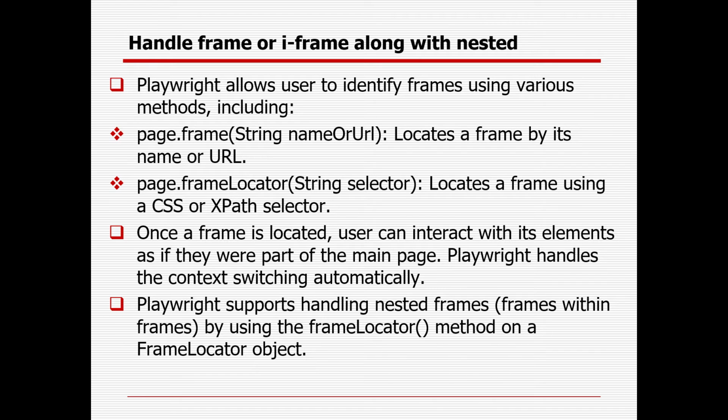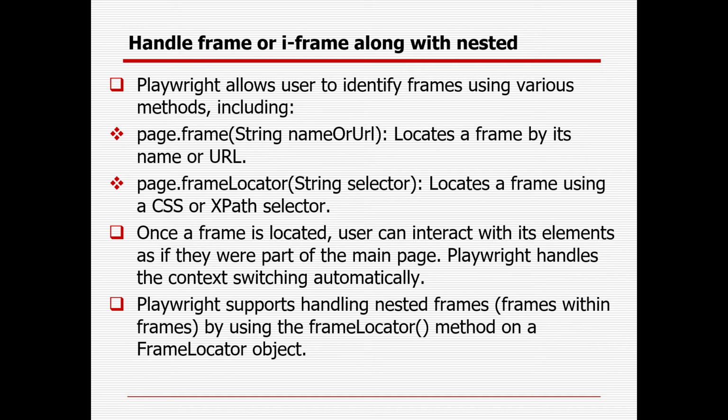So how do we handle frame or iframe along with nested frames or iframes? Playwright allows the user to identify a frame using various methods, including page.frame, where you can pass a string name or URL. It will help you to locate a frame by its name or URL. Another option is page.frameLocator, where you can pass a string selector. It can be XPath or CSS, through which you can locate a frame. Once the frame is located, the user can interact with its elements as if they were part of the main page. Playwright handles the context switching automatically.